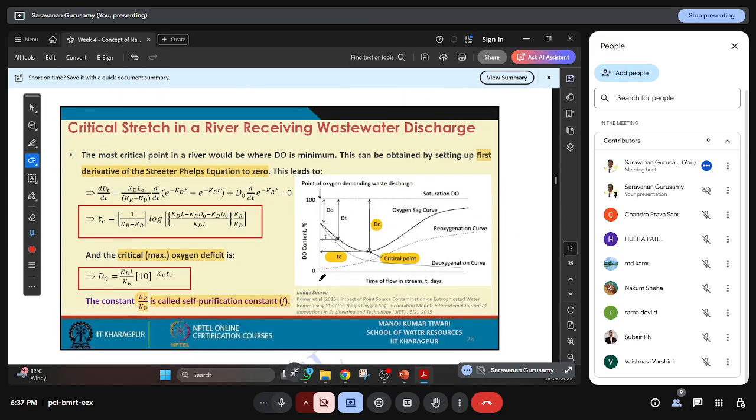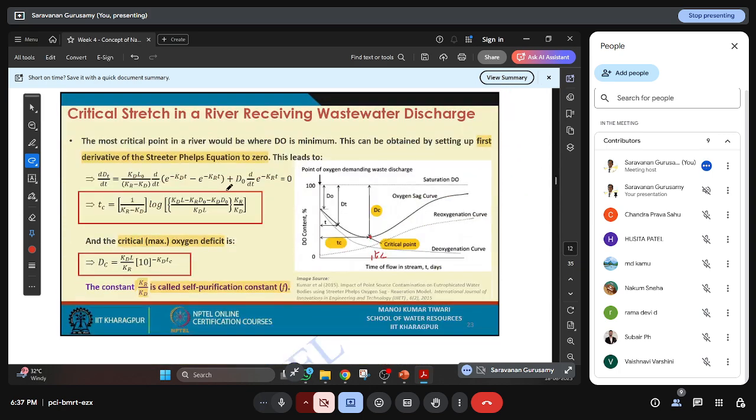From the Streeter-Phelps equation, we can conclude two points. As I mentioned, wherever the DO is minimum, that is called the critical DO. The point is called the critical point, or the time is called the critical time, tc. I need to find at which point my DO will be very minimum, and how much it will be, that is called Dc. Both I can find with this Streeter-Phelps equation. How I can find it: at that point, as I mentioned, it will be minimum.